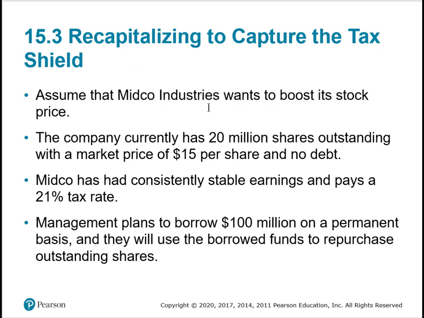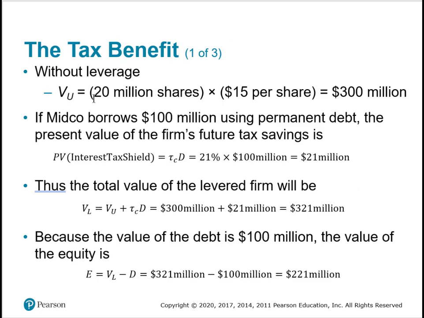So here we have Midco. They have 20 million shares, $15 is the price. They have zero debt. They have earnings, they have a 21% tax rate, and they plan to borrow $100 million on a permanent basis, and they're going to repurchase some shares. So without leverage, the unlevered value is $300 million, 20 million shares times $15 a share.